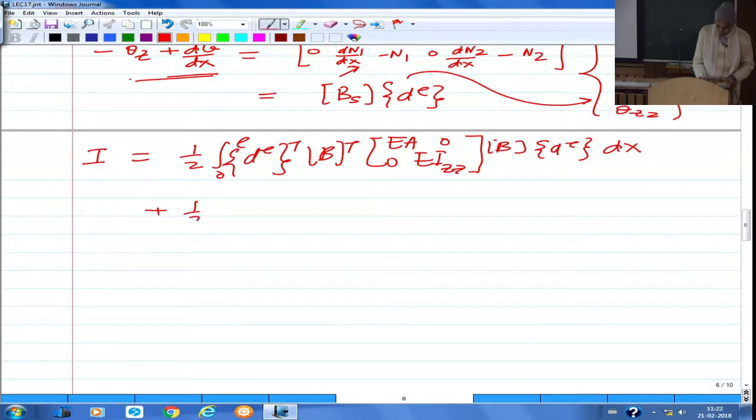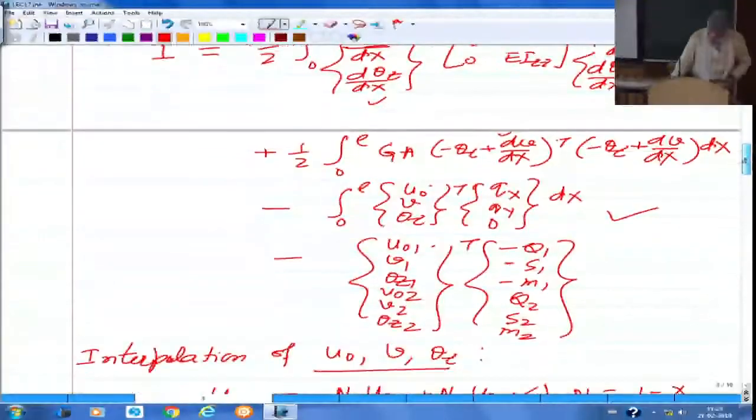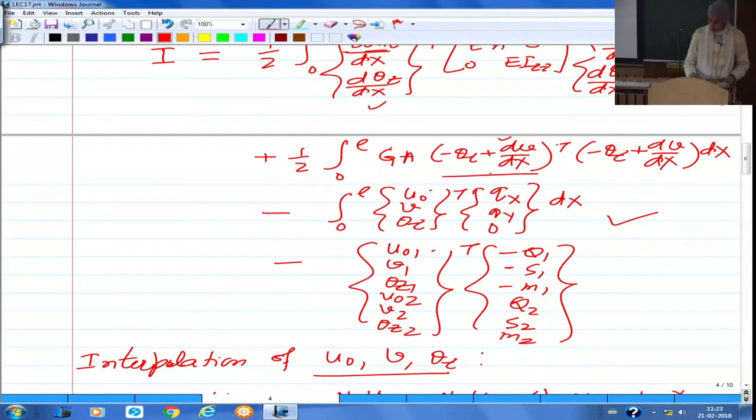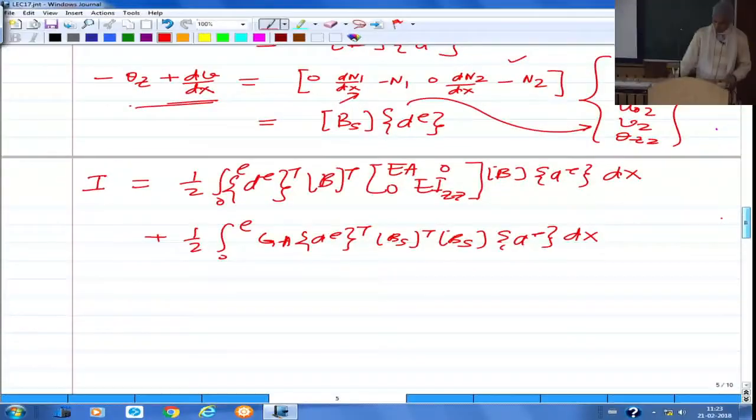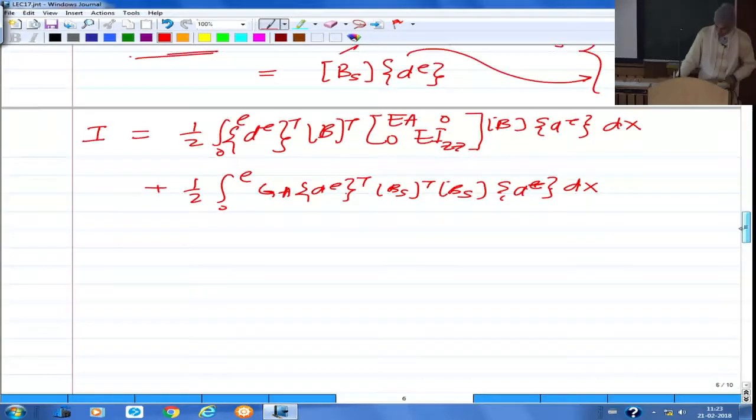Then plus you have again half integration 0 to L, and then we had GA, and this is DE transpose, and then we have here BS transpose into BS and into DE dx. That's the second energy term. So if you look at here in your I, so now I am talking about this. So this will be minus theta z plus dV by dx transpose, which would become D transpose BS transpose. So that is what I have written. D transpose BS transpose into minus theta z dV by dx, which is BS into DE. This is DE, and then the integration over the entire length.